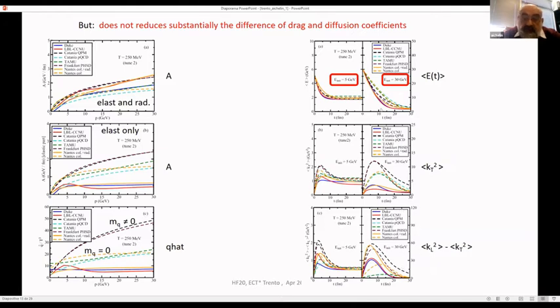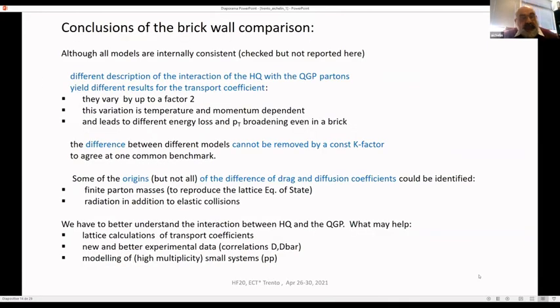And so the energy is still relatively okay because we have now fixed the RAA, but if we look now at the transverse momentum transfer here, then it's quite a difference. So what can we conclude from this brick wall comparison? Also, all models are internally consistent, which we have checked, but I do not like to present it here.